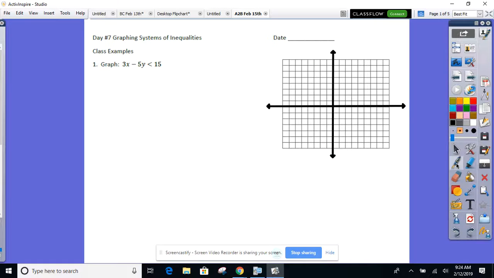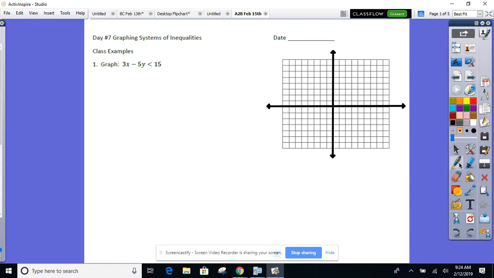All right, let's get right into it. Shading, drawing the line. I'm going to make this easy on you. I know a lot of you would probably try to get that into y equals form and graph it that way. I don't want you to do that though, because I know most of the equations we're going to end up graphing through the rest of the unit are going to be x and y on the same side.